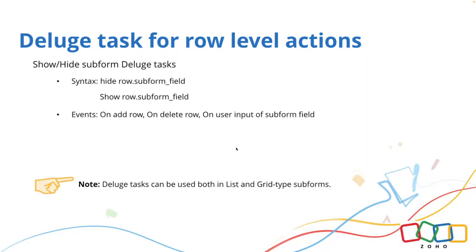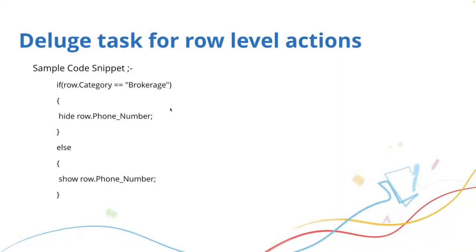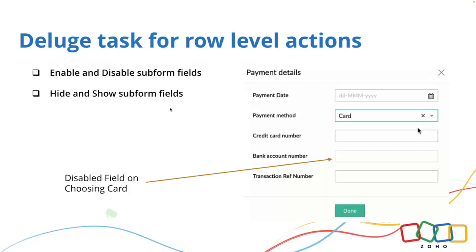So this is the Deluge task for row level action. Not just enable and disable, we also want to make use of hiding the rows or showing the rows on addition of a row, on deletion of a row, or on a user input of a subform field. Again, these Deluge tasks can be used both in list and grid type subforms. And this is the code snippet for the same, where you can hide the row and even show the row as per the need. Now let me show you how the same can be done.